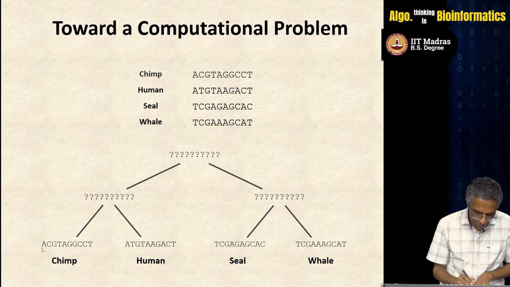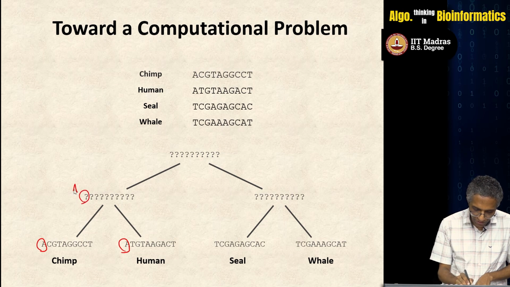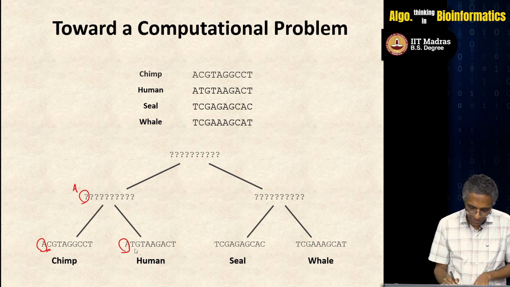Let me just write this thing down. So, this is an A. This is an A here. So, then this will be an A is better to put. This is a C here and this is a T here.